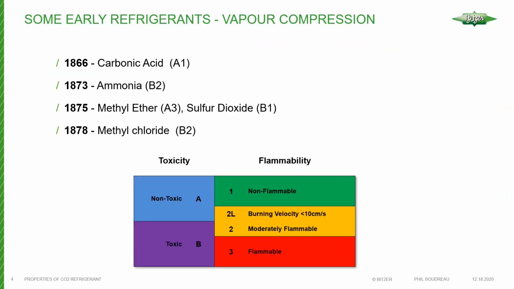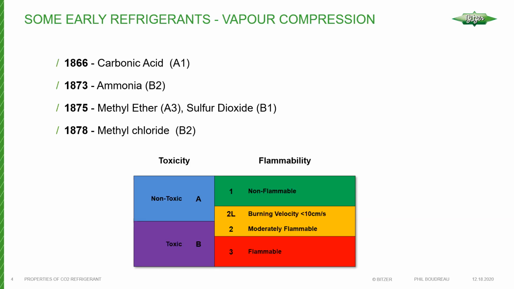So if we go back into the mid to late 1800s, there were a few refrigerants being used in refrigeration systems, one of them being carbonic acid. That was listed as basically an A1 refrigerant by today's standards. 1873, so we got ammonia, methyl ether, sulfur dioxide, methyl chloride. What these refrigerants all had in common, or most of them anyways, was some properties that were, let's say, a little less than safe.